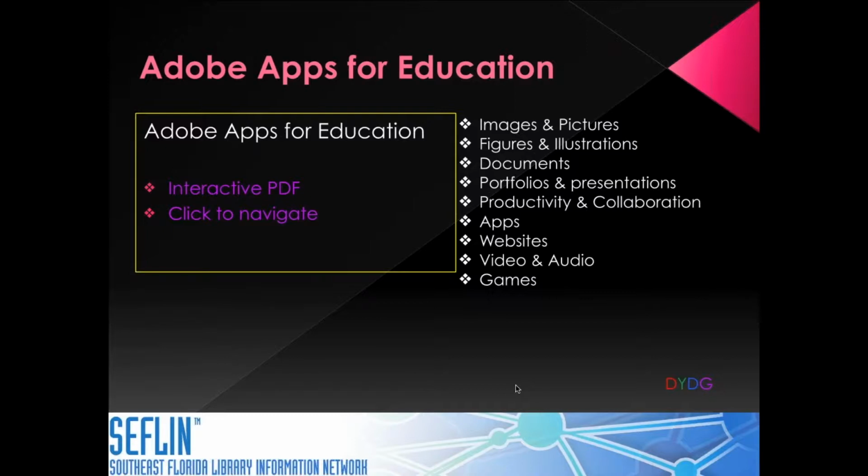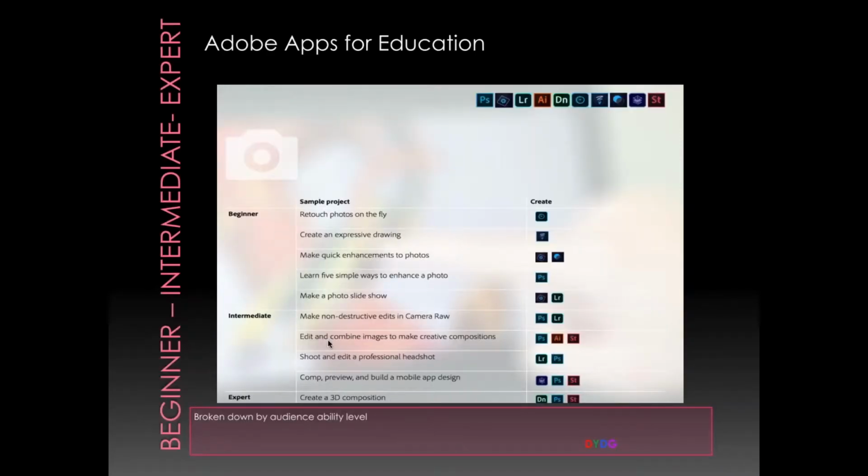They have images and pictures, figures and illustrations, documents, portfolios and presentations, productivity and collaboration, apps, websites, video and audio, and games. And as you see it, it'll make more sense. So again, it is broken down. This is the Adobe Apps for Education, broken down into beginner, intermediate, and expert level. So if you're starting with just a brand new class, you would select, say, something from the beginner category, and then you have intermediate and expert.